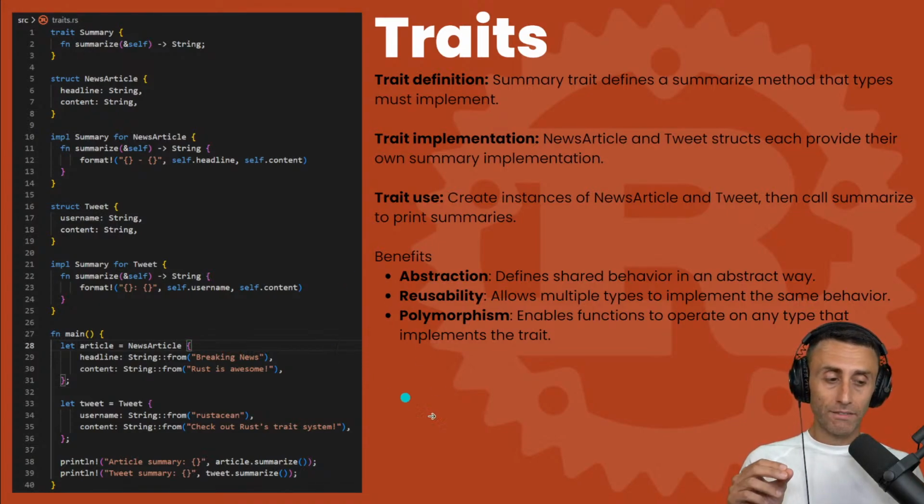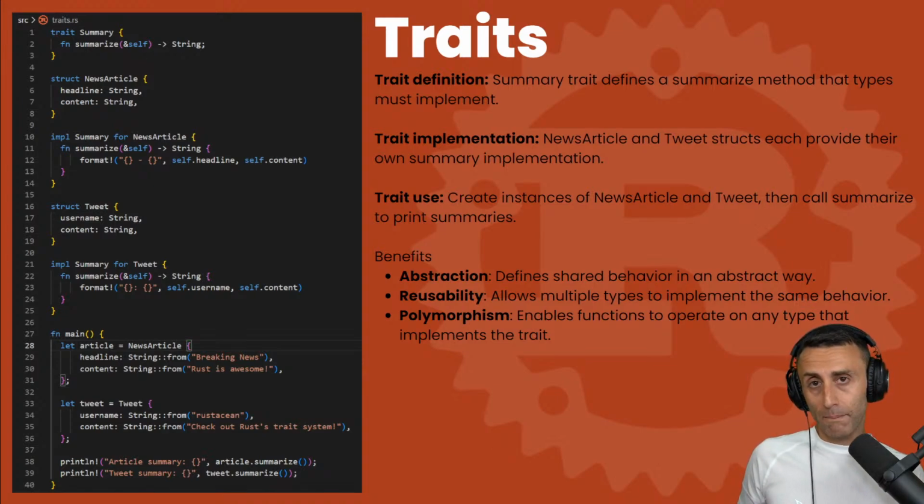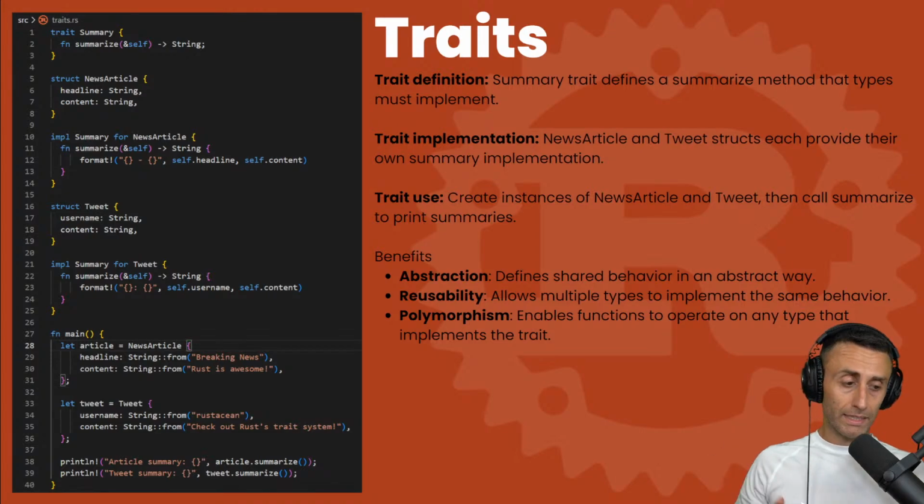So basically we can create instances of news articles and tweets, and then we can summarize them. And traits are very useful because of the abstraction. They can be reusable, and we are applying basically here the concept of polymorphism. So we can enable functions to operate on any type that implements that trait.